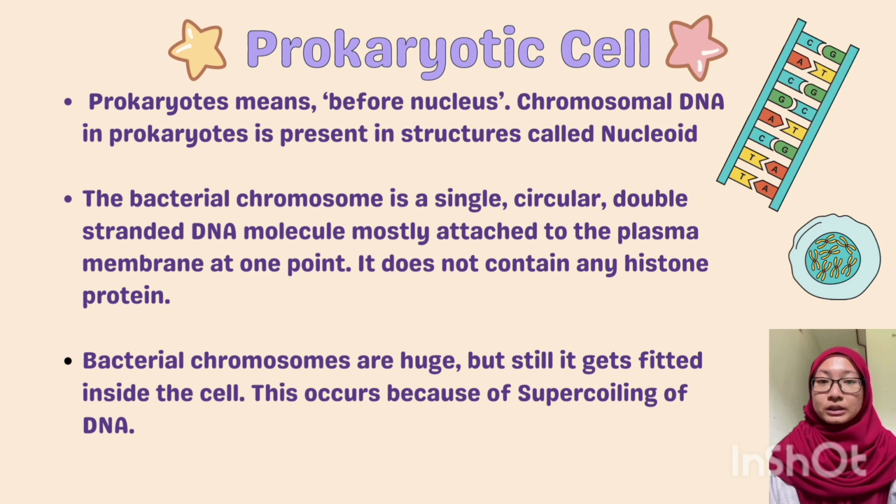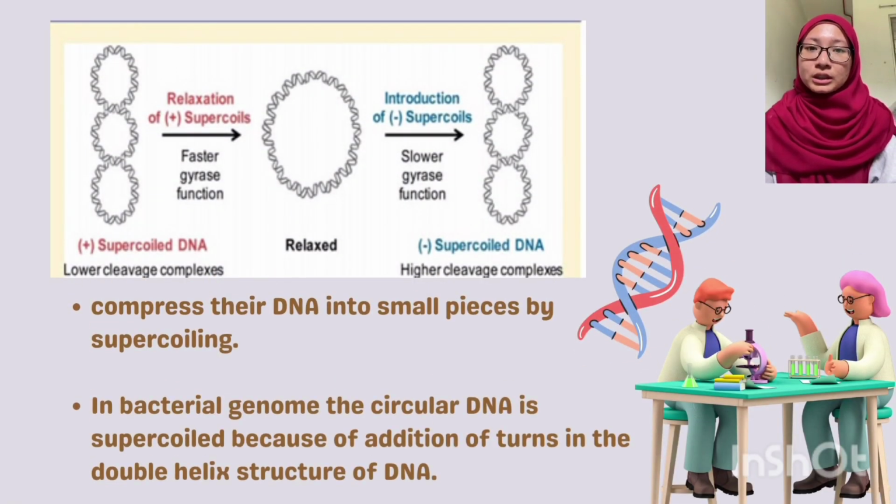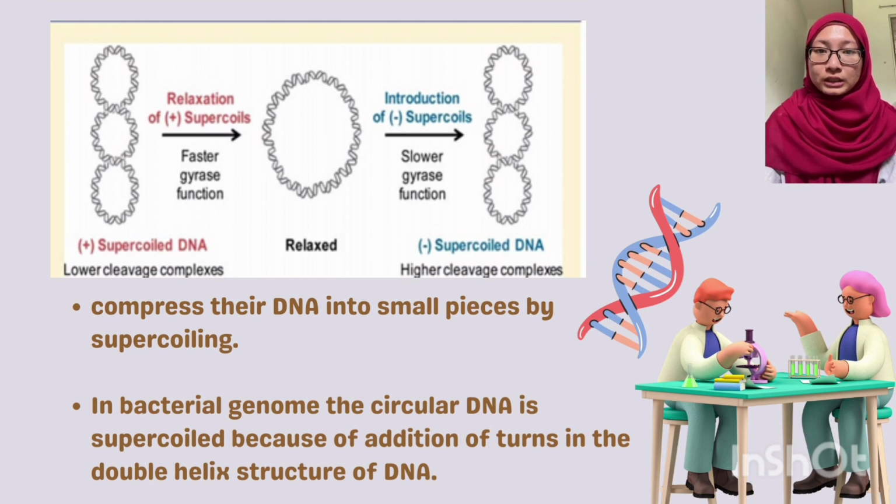Bacterial chromosomes are huge, but still they get fitted inside the cell. This occurs because of supercoiling of DNA. If you ever wondered what supercoiling of DNA is, it is the process where prokaryotes compress their DNA into small pieces. In the bacterial genome, the circular DNA is supercoiled because of the addition of turns in the double helix structure of DNA.